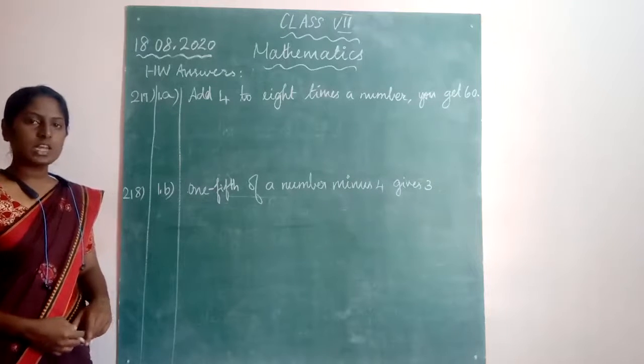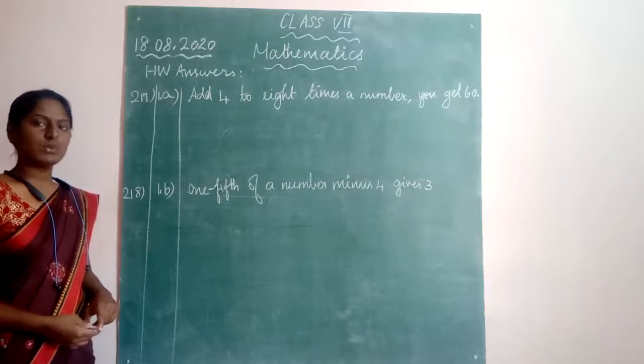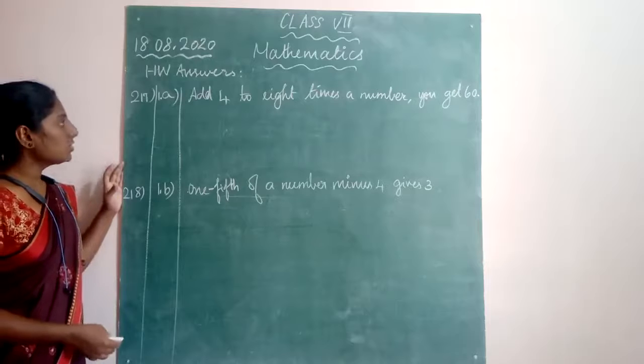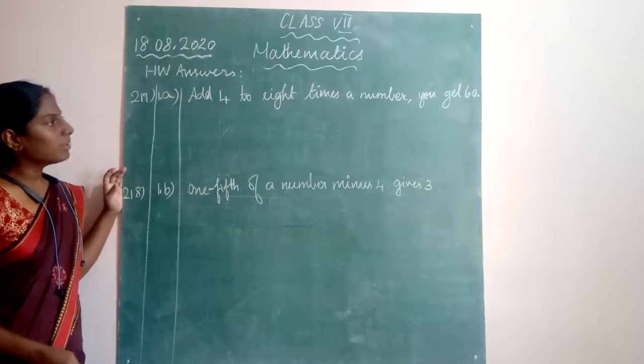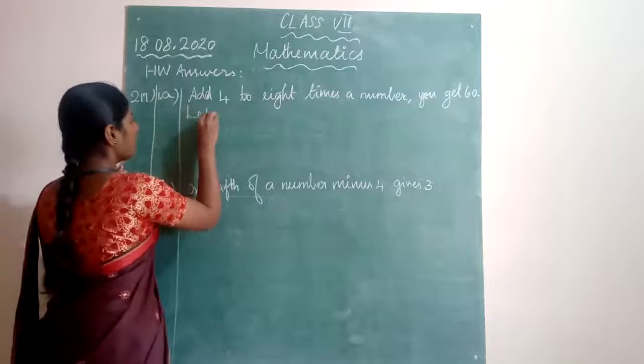In today's class, we will discuss yesterday's homework answers and we will complete exercise 4.4. Okay, so look at 217. First question, A subdivision. Add 4 to 8 times a number and you get 60. So let us have the number to be the unknown variable.